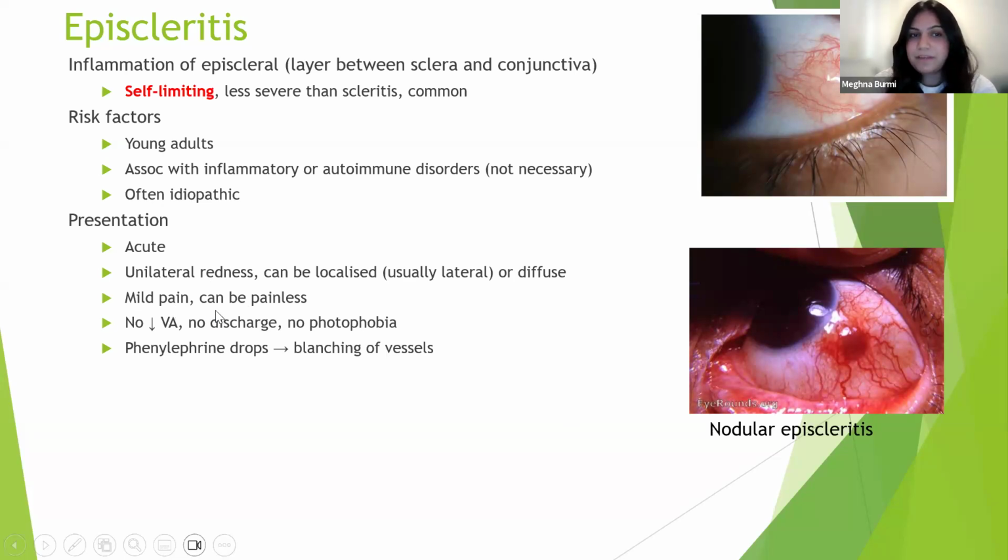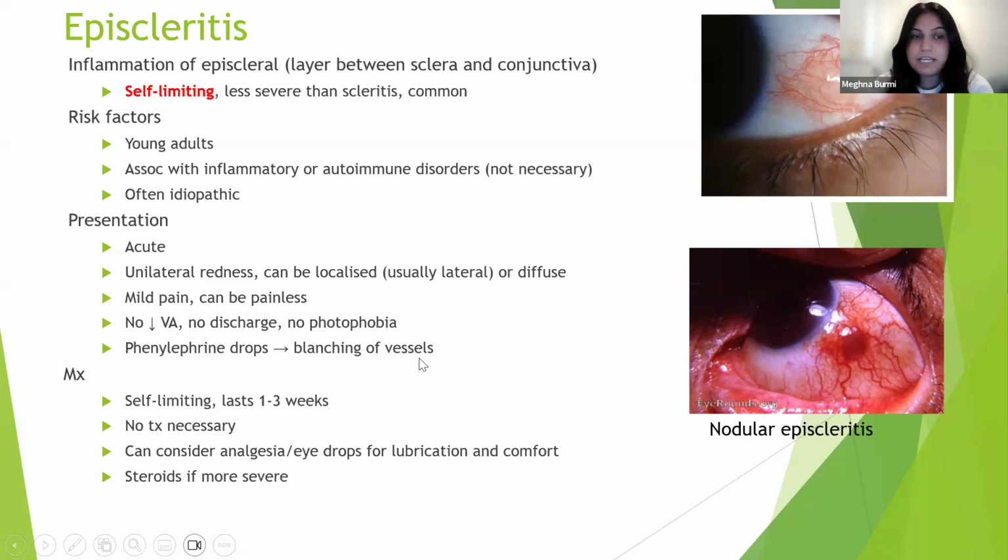Might be a little bit of pain, but it can be painless. Importantly, there's no reduction in your visual acuity, no discharge, no photophobia. And these are signs that might point you more towards scleritis. You can do this little test where you drop some phenylephrine into the patient's eye, and you might see a bit of blanching of the vessels.